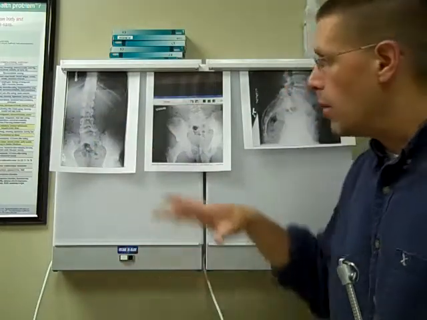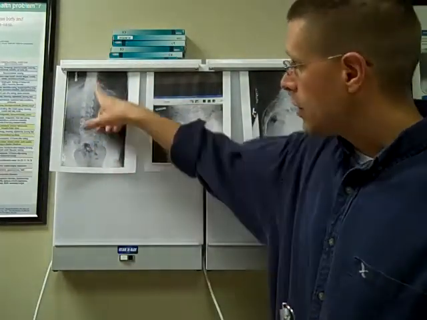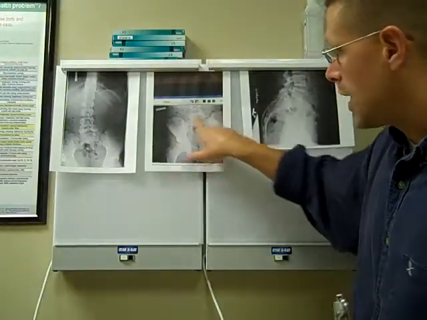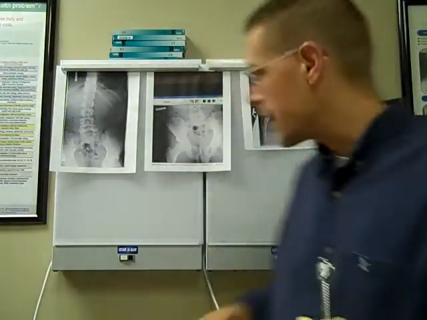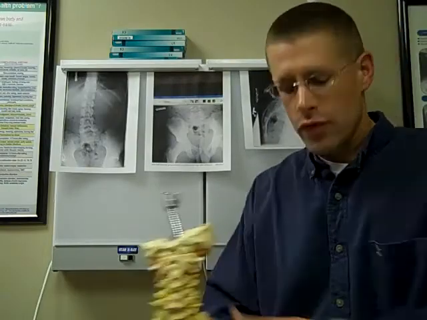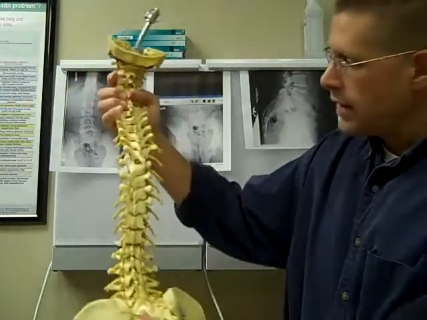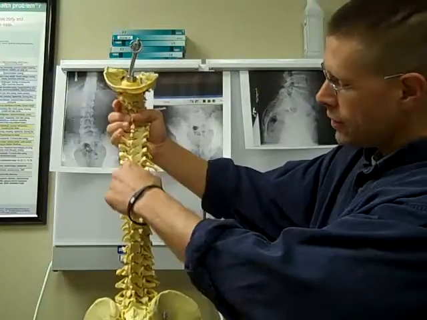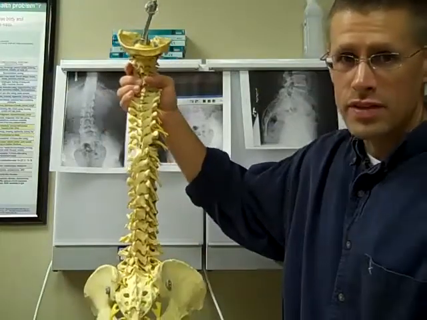I put the x-rays that you sent me on the view box here. So what we're looking at here is Seth from the front. This is his pelvis, which is down in the low back area. And this is looking at him from the side. When we're dealing with the spine, we have the neck, the mid-back, the low back, and here's the pelvis down here.